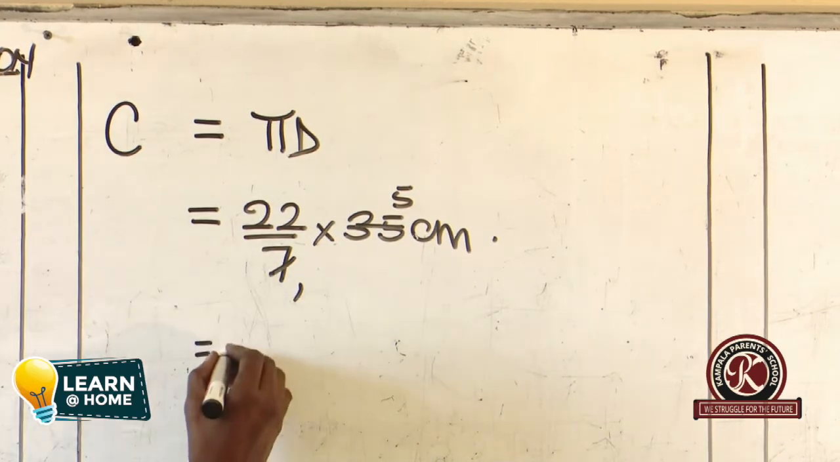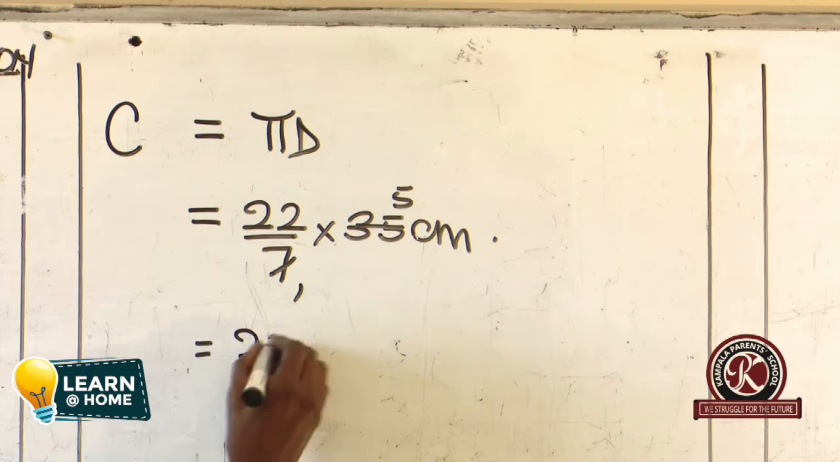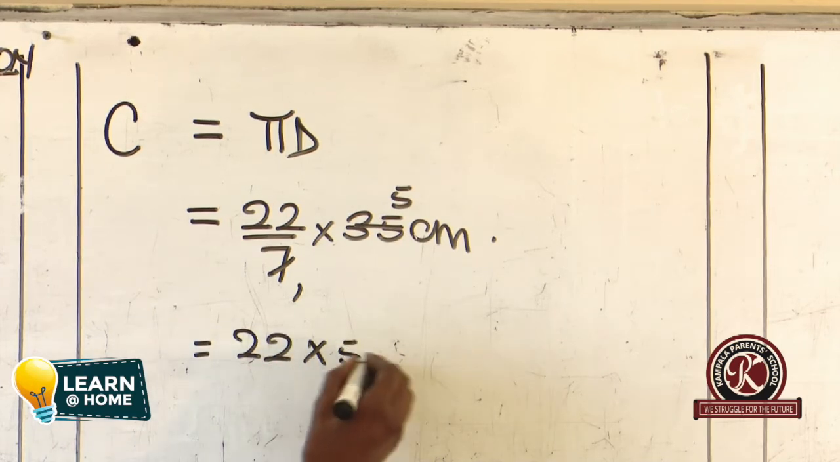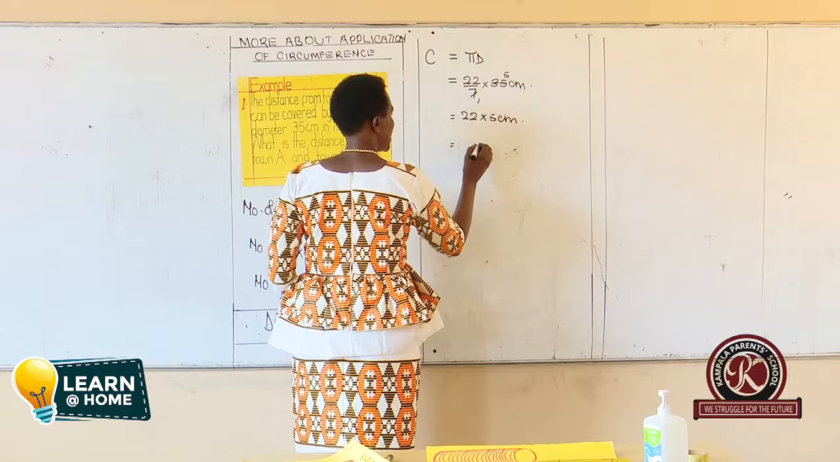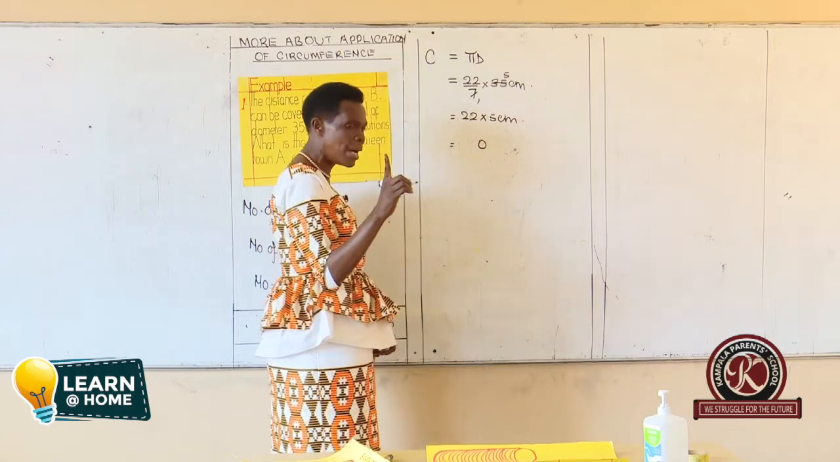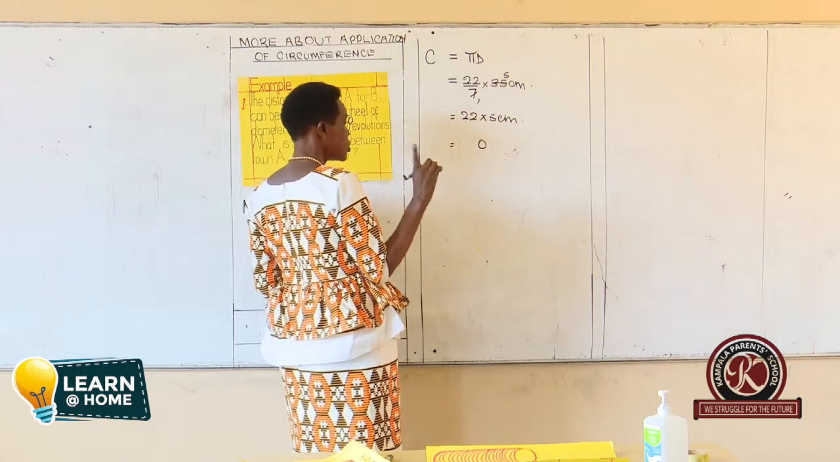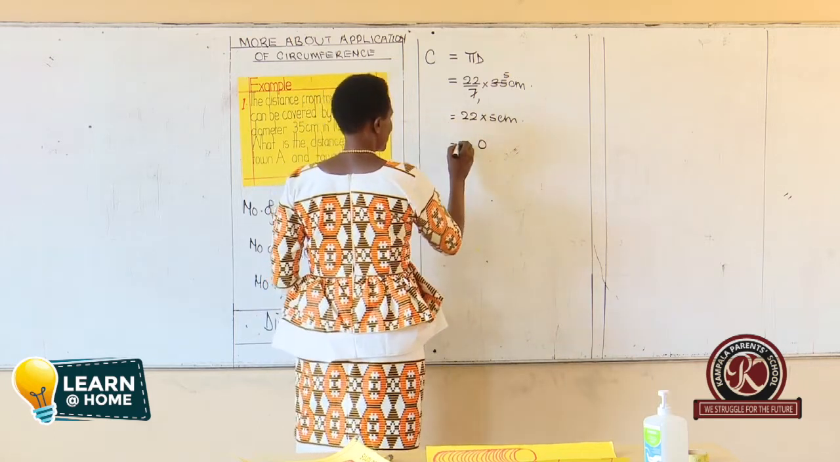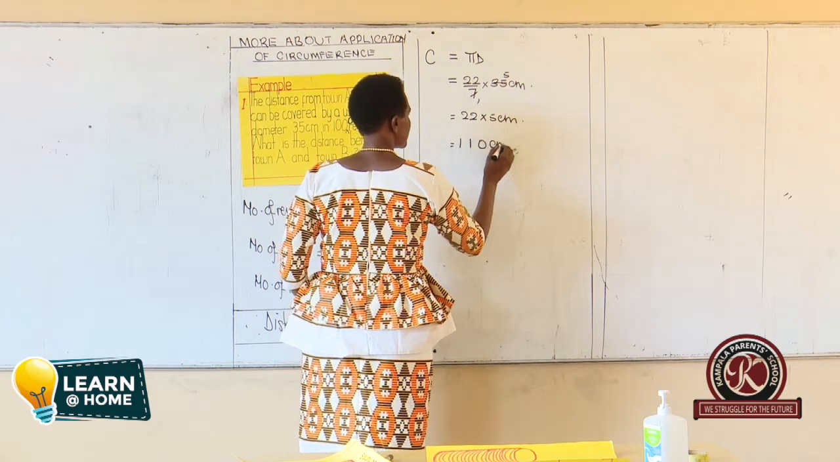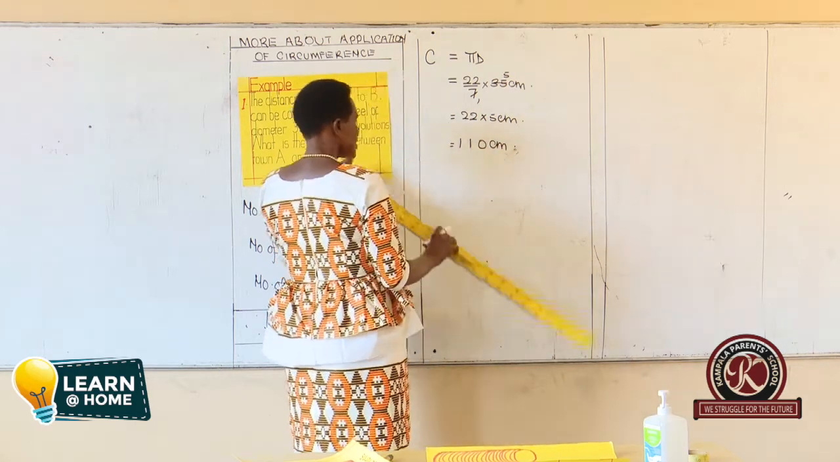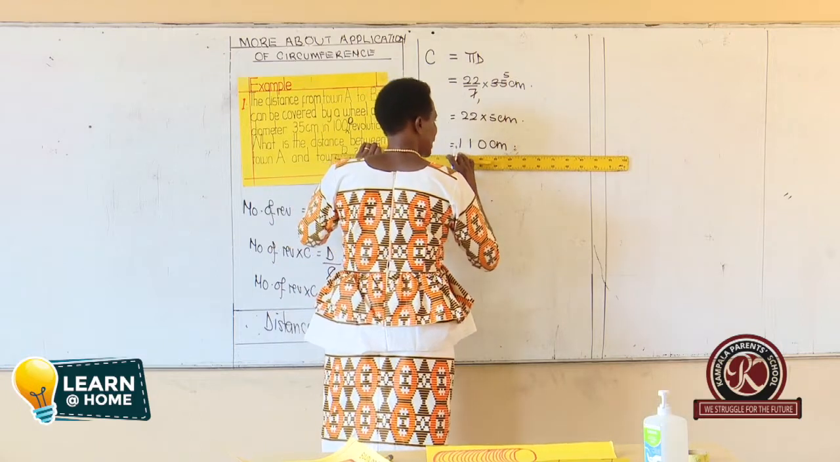So we have 22 times 5 centimeters. 5 times 2, what do we get? 10. Write 0, carry 1. 5 times 2 again. Good. Plus 1, 11. This is the circumference. Underline it.